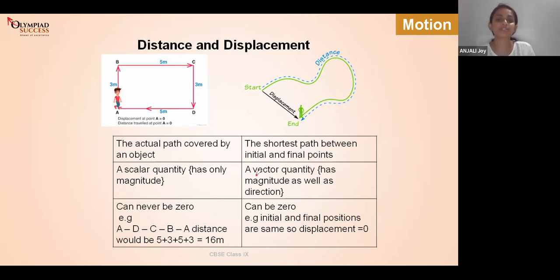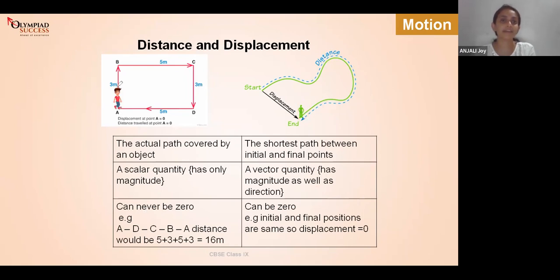So displacement means you have to specify the direction along with the magnitude. But distance means you just have to specify the magnitude, like how much distance you have traveled, 40 kilometers. But what about the vector quantity displacement? 40 kilometers towards the right or towards the left. Okay. So that's why distance can never be zero. If you have traveled a distance, you have traveled a path, you have completed a path, you cannot say that distance can be zero.